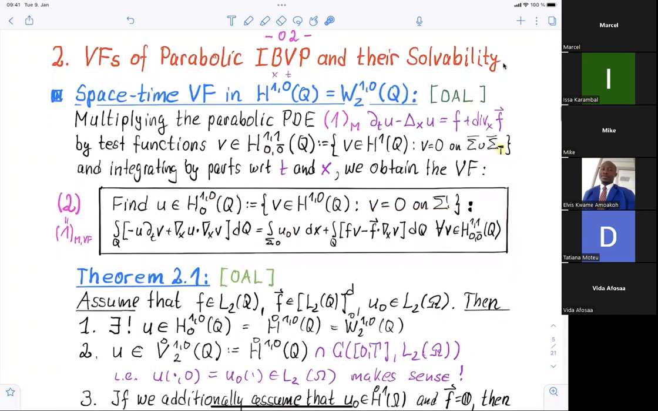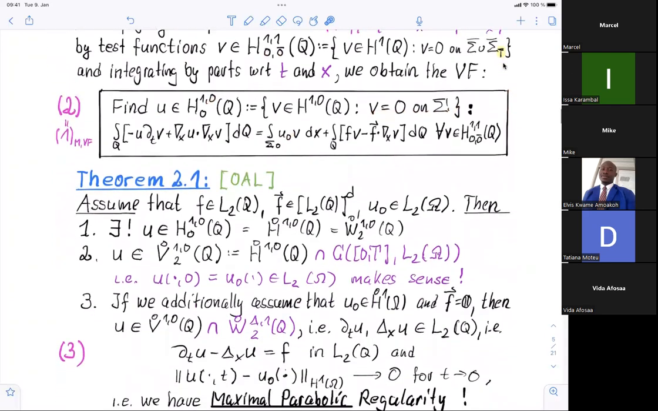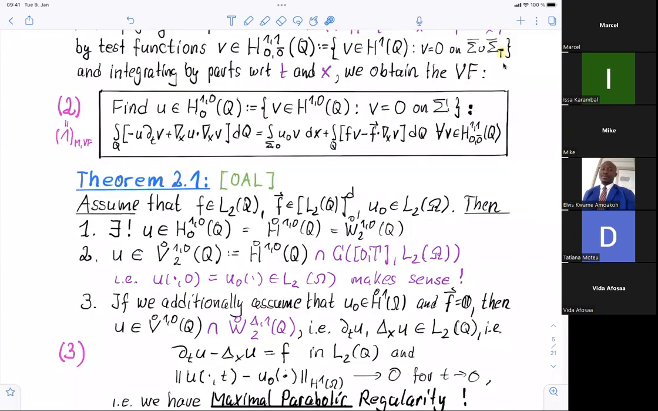And now some results that you can find in the book by Olga Ladyzhenskaya. Assuming that f is in L2 and also this vector function is in L2 with all components, and the initial condition is also in L2. So we have no compatibility between boundary 0 and initial conditions. And then she proved in the general case, imposing conditions on the coefficients, I will not discuss this, existence and uniqueness.